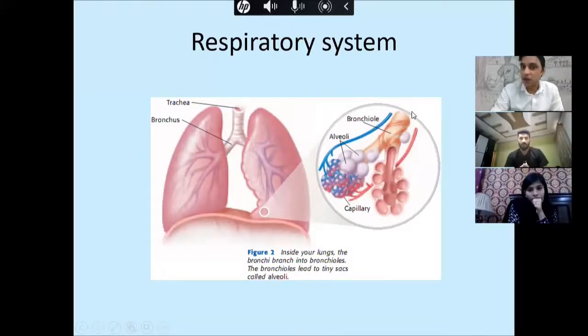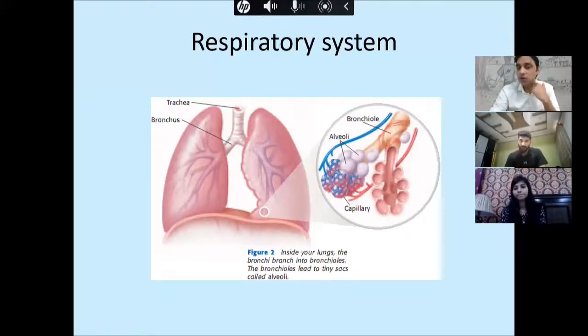So when the air from the outside, from the nose, into the throat, from the pharynx to the larynx, from the larynx to the trachea, from trachea to the bronchus, from bronchus, eventually ended up here. These are called air sacs as well. Our lung is made up of these alveoli. They are spongy in nature. That is why our lungs are spongy in nature.